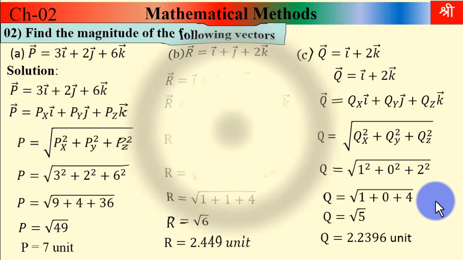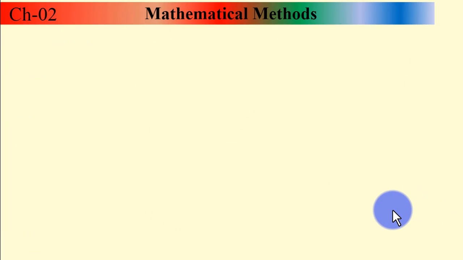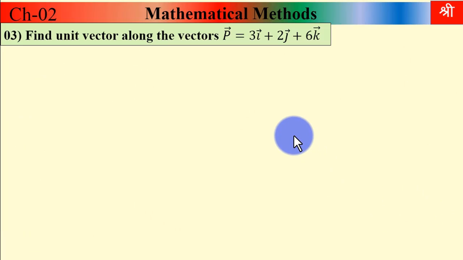This was example number 2. Now example number 3. Find the unit vector along the vector. Vector p equal to 3i plus 2j plus 6k. Actually a single vector is given, so we have to find the unit vector along the vector p equal to 3i plus 2j plus 6k.